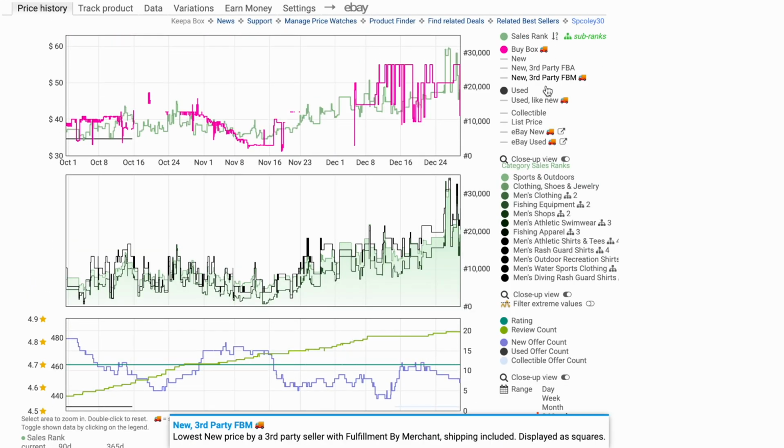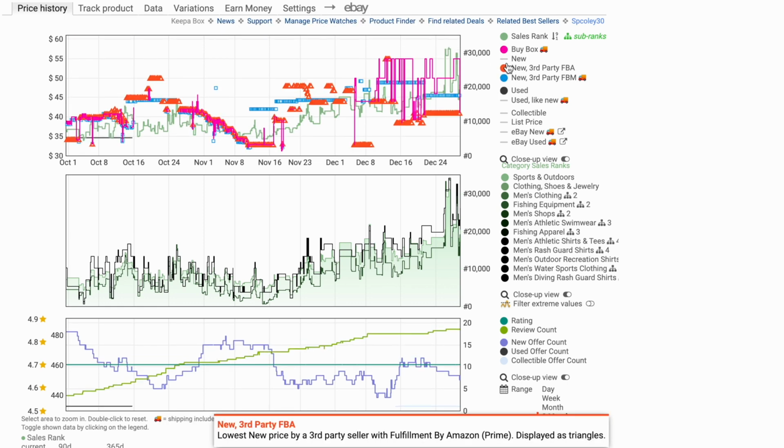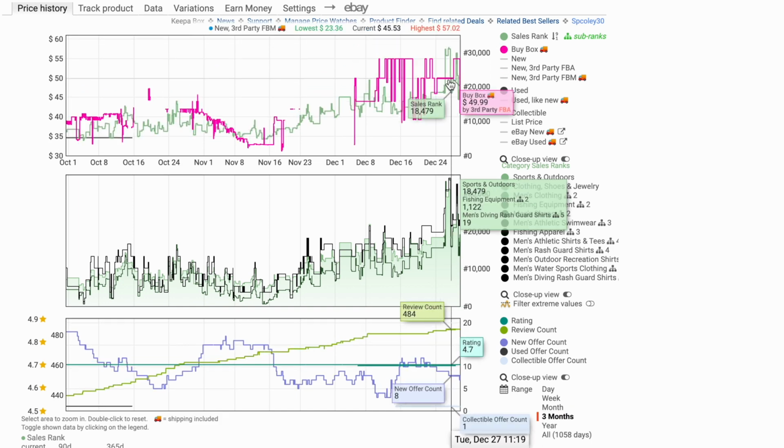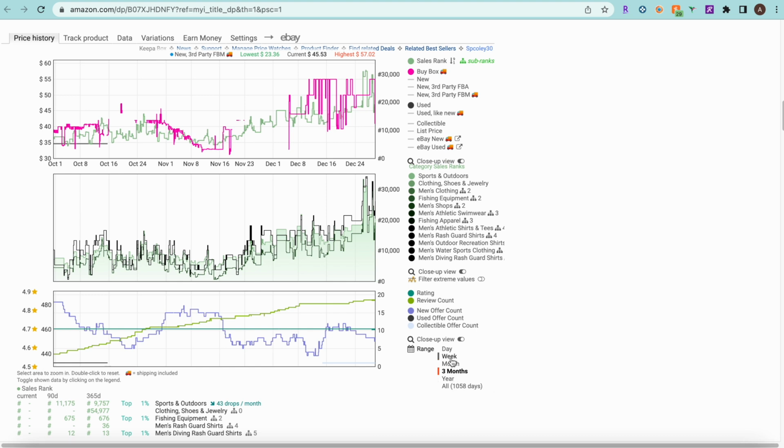If we look at this sidebar on the right, obviously you can toggle things on and off. If you want to look at FBM sellers, if you want to look at FBA sellers, you can see what price some of them are listed at, but obviously things are going to sell at the buy box price. One tool that's pretty helpful is looking at different time ranges.